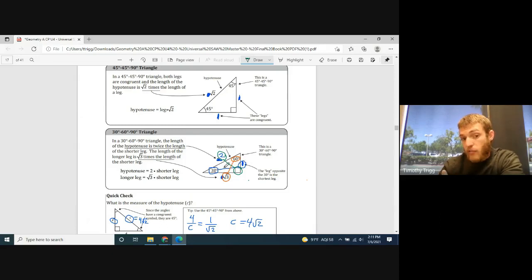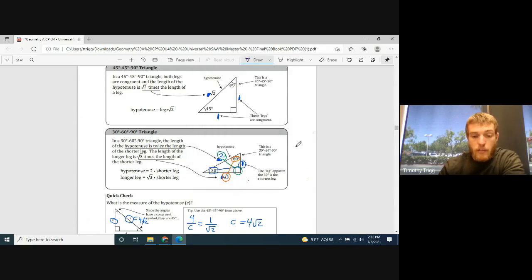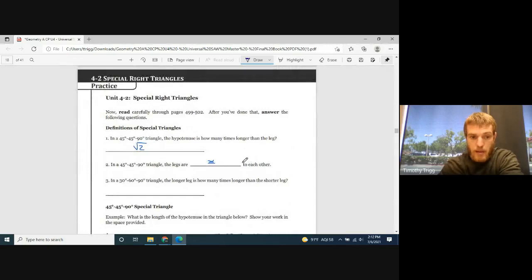So the opposite from this 30-degree angle is the 1. That's the side that's farthest away from it. So these are opposites from each other. The opposite from the 1 is the 30-degree angle. The opposite from the 90-degree angle is the 2. And the opposite from the 60-degree angle is square root of 3. This will be a big part of this unit. Now, I know that's kind of tricky, but let's go over some examples and maybe it'll start to make sense.